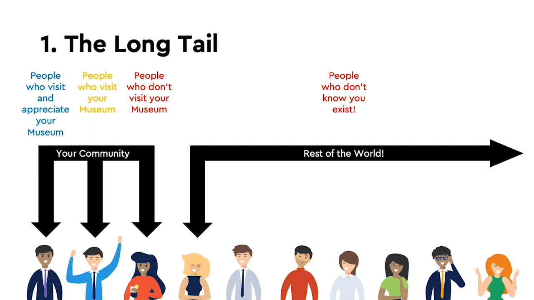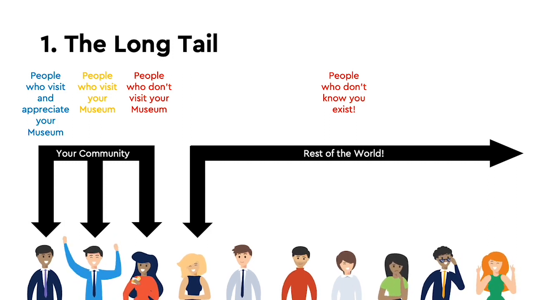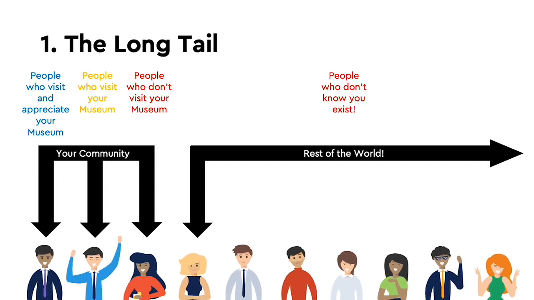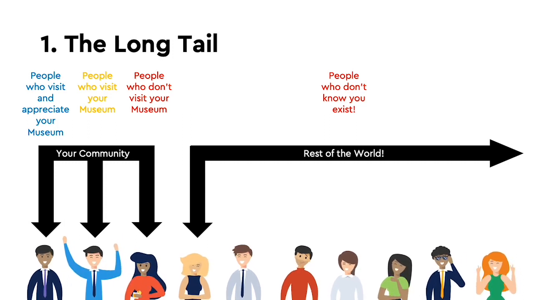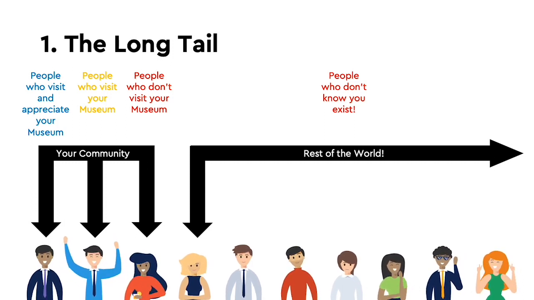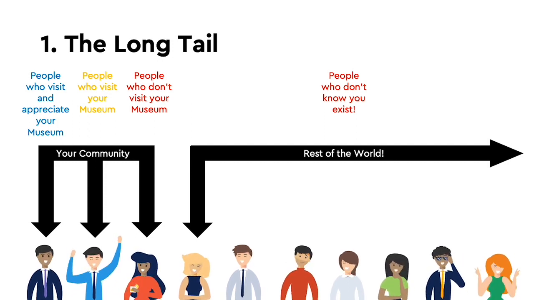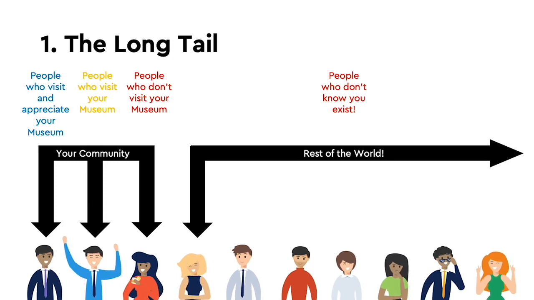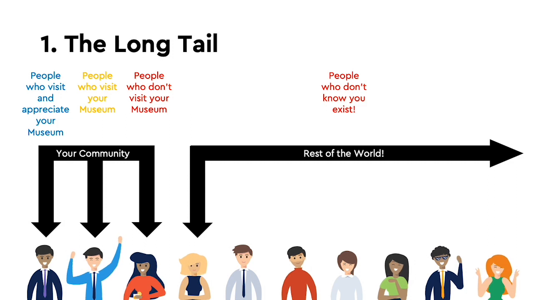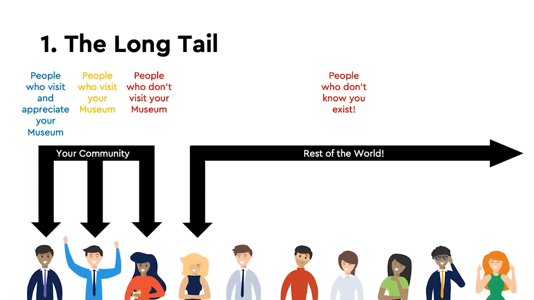So how can we apply the long tail to the museum experience? First of all, let's dissect the audience of the museums for a second. At the forefront, at the head of the fish, you find the people who visit and appreciate your museum. After those, you find the people who simply visit your museum, maybe out of curiosity or for other reasons. And then you have the third group, who are the people who don't visit your museum. Further back, you also find the people who don't know that your museum even exists.